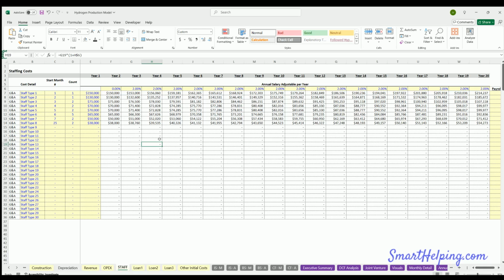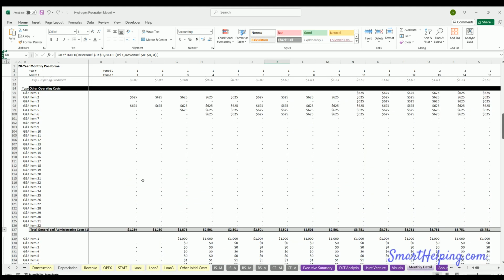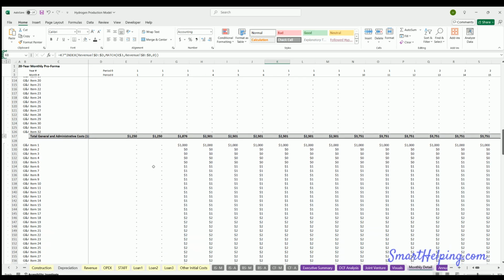And again, this is going to be their annual salary, which you can adjust each year. And then you could do the start month of the staff type, how many you're going to have, and the annual salary. And that all populates here if you go down to the monthly detail. So here's the fixed operating costs.